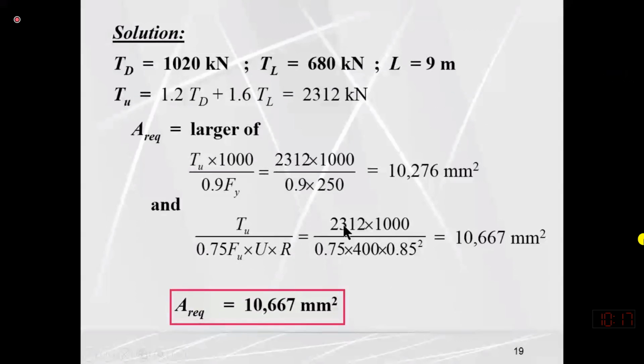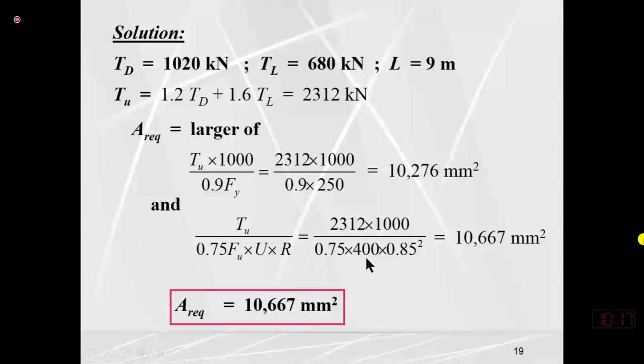So we are assuming a suitable R value, also 0.85. R means we are assuming that after punching the hole, the net area will be equal to 85% of the gross area. So at the start, we have to assume the R value, and in most cases we also assume the same value for U.